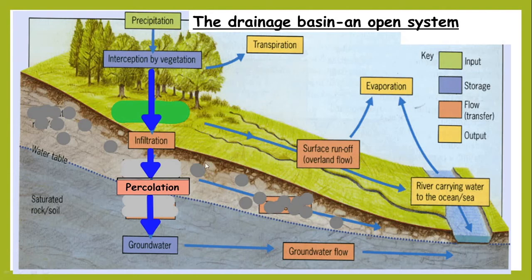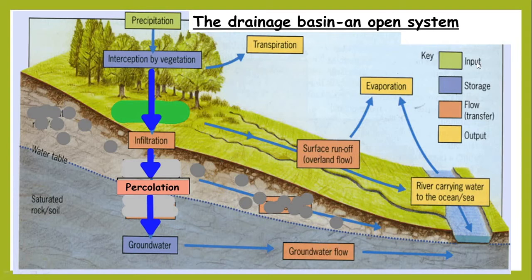So, task, subheading, the drainage basin, an open system. As best you can, draw some trees, draw the soil surface, draw some little streams running over the surface, going to a main river, and then put on your inputs, outputs, stores, and transfers of the drainage basin.